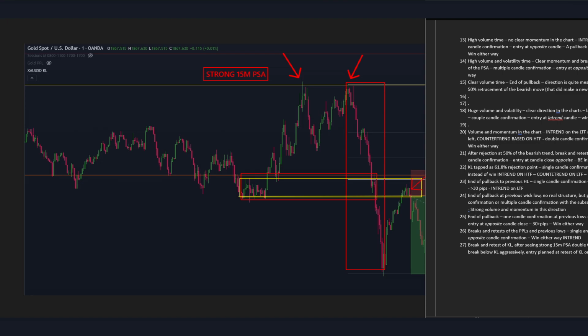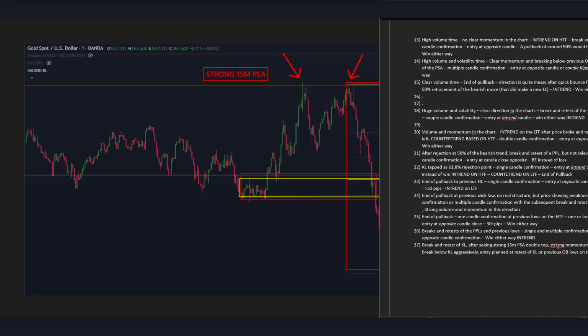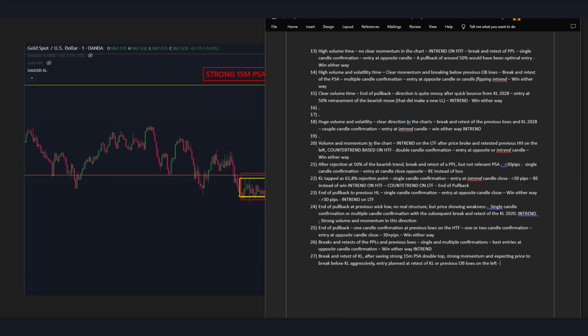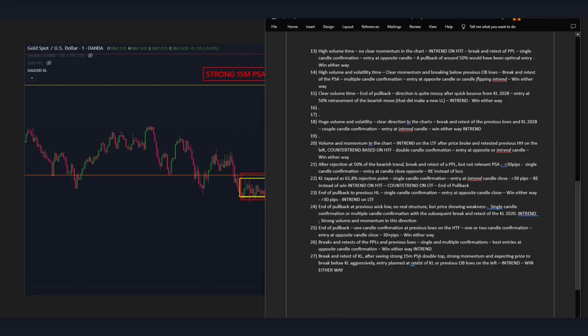Okay. In this case, that's of course in trend, a win either way. I don't think this entry was ever touched. I don't know if this entry is 15 pips or not, but anyway, that would be good.